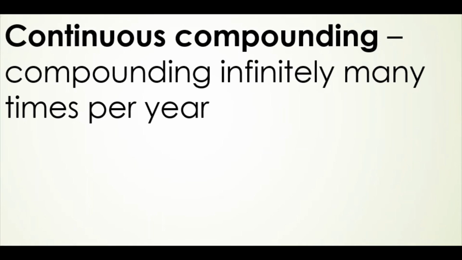So now let's talk about continuously compounded interest. Continuous compounding means compounding infinitely many times per year. So we saw that the more often you compound the interest, the more interest you're going to earn, but there's a limit to that. And so at some point we just say, well, let's just forget about how often we're compounding our interest. Let's just assume we're compounding it infinitely many times per year, and let's just use this number e in our formula and assume that our interest is constantly being compounded.